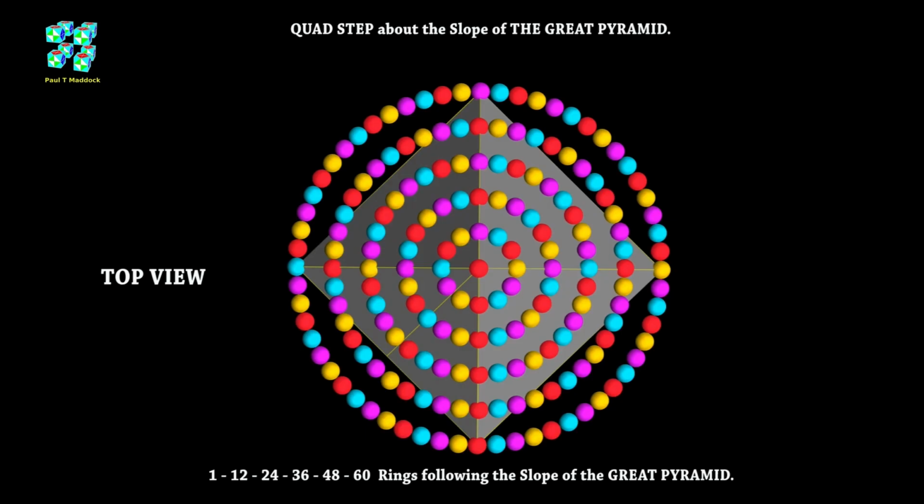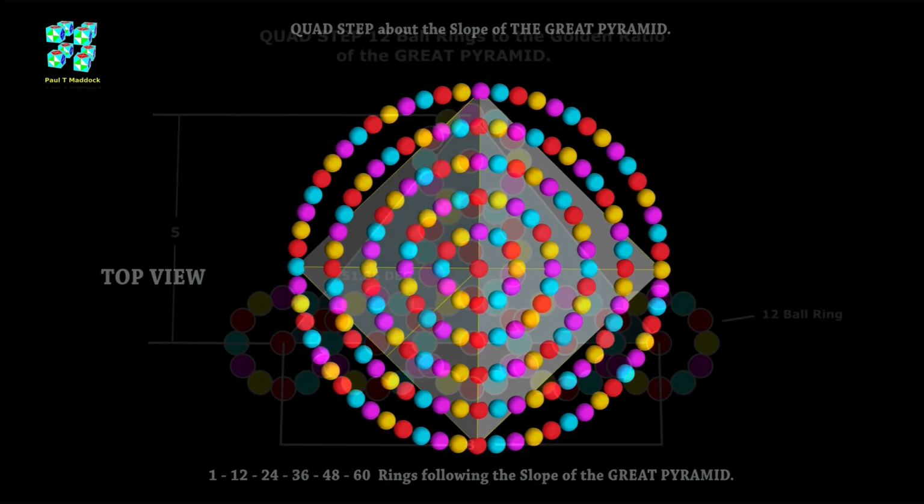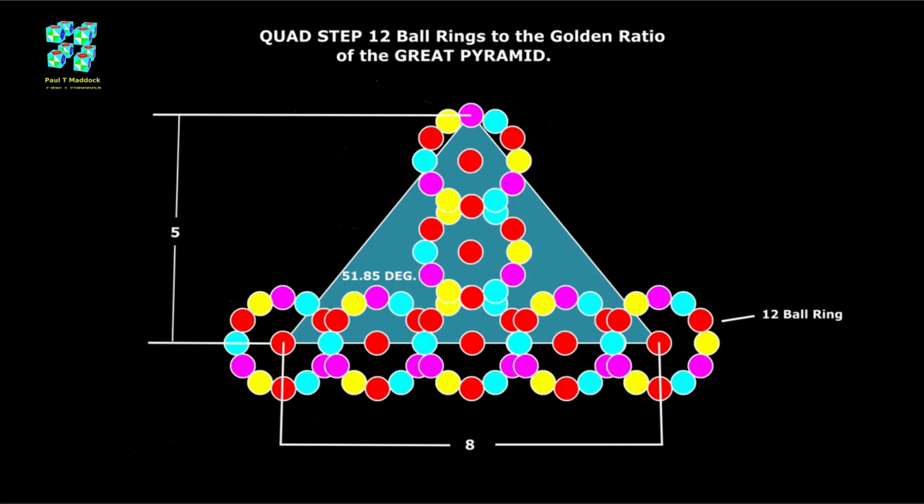In front, I'm showing how the geometry of the Great Pyramid can come out of quad step rings, 12-ball quad step rings. Now if you look at the arrangement of rings in front, I show there are 8 gaps going on the horizontal position and 5 gaps going on the vertical position. That's exactly golden ratio, and it shows the geometry of the Great Pyramid.